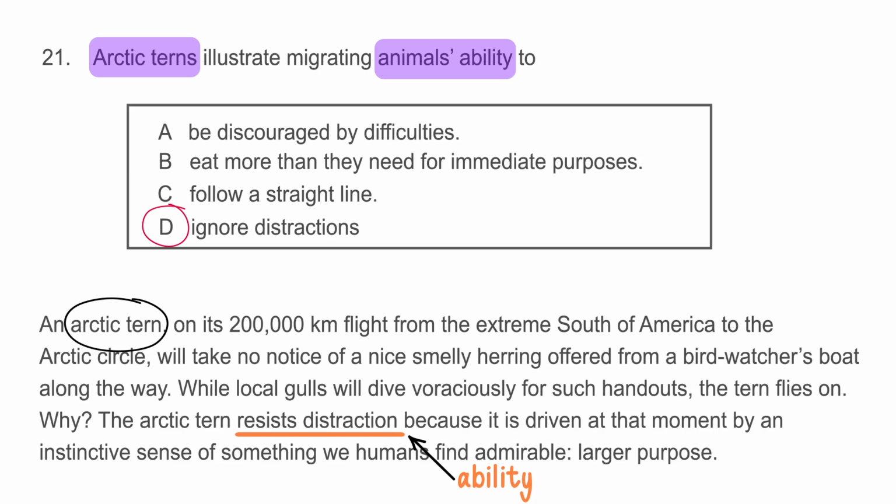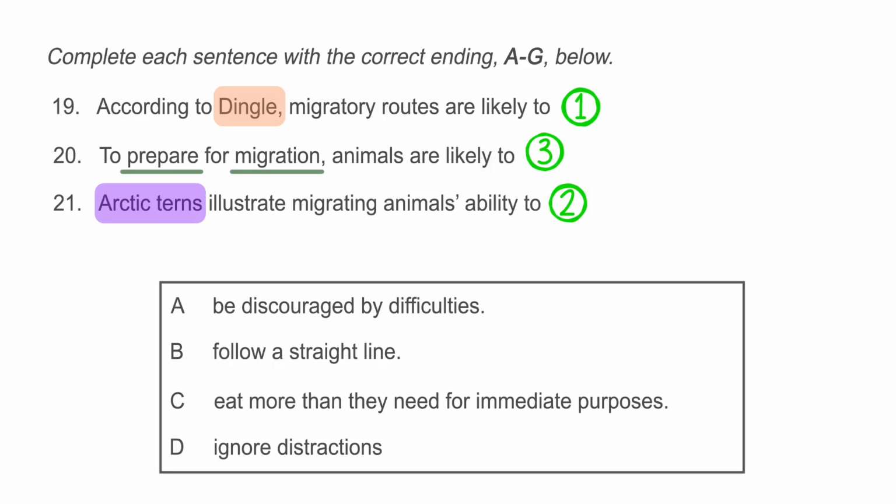All right. Now it's time to answer question number 20 because we do not have a very specific or easy keyword here. So let's read the question. To prepare for migration, animals are likely to. So we have the word prepare, right, for migration. Animals are likely to. So it is talking about possibility, all right.